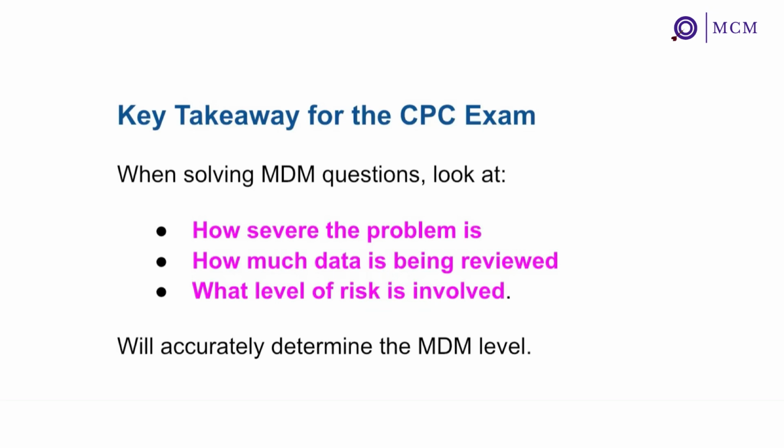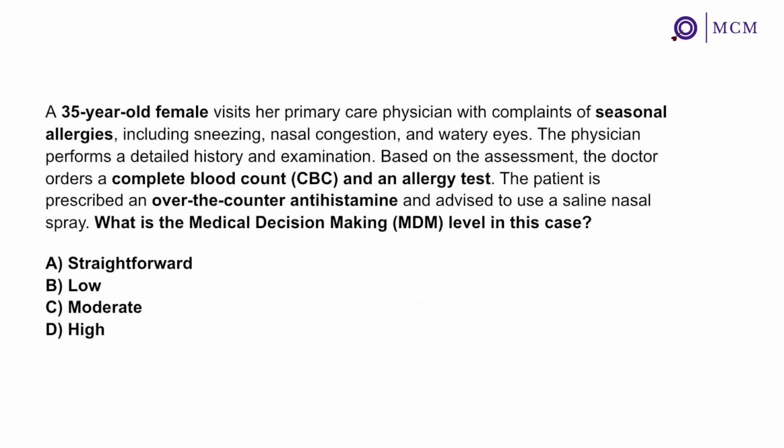So, when coding MDM, ask yourself, how serious is the problem? How much data is being reviewed? And what's the risk of the treatment? Answering these three questions will help you accurately determine the MDM level every time. Let's break down an example question.